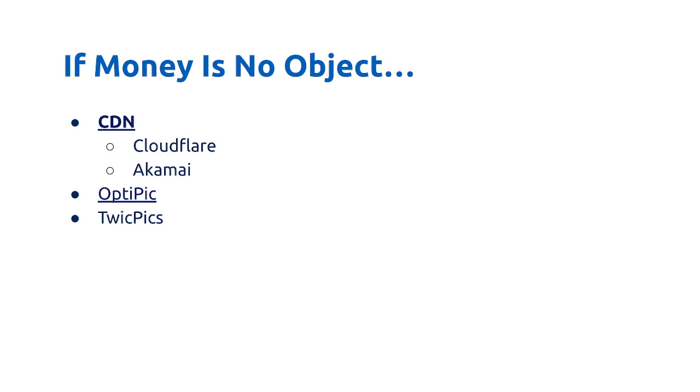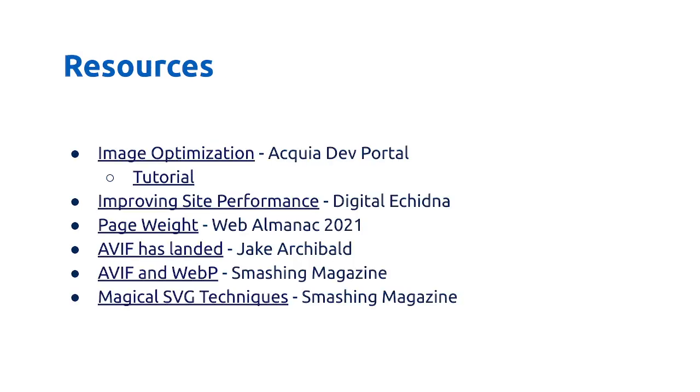OptiPic is another third-party service, and there is also a Drupal module specifically for using that. And then a newer one that I've heard of is TwicPics, which has a number of different ways that you can use it to optimize your images. It'll do some cool stuff around AI to automatically figure out the focal point for an image. But right now it has no formal path for Drupal integration, so you'd have to roll that on your own.